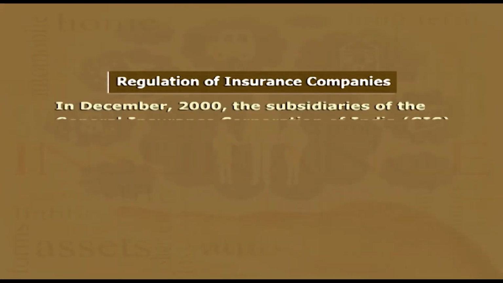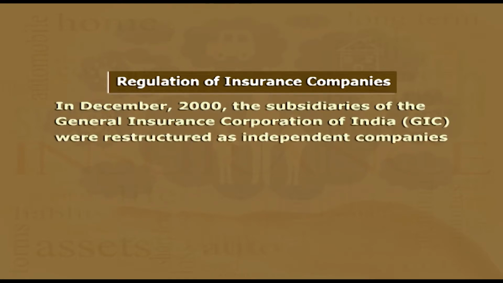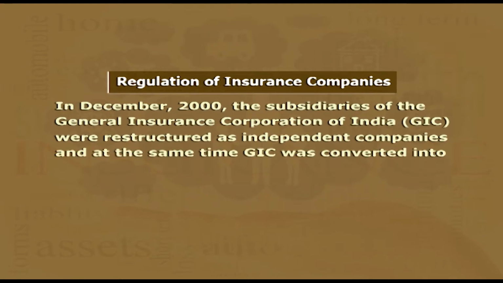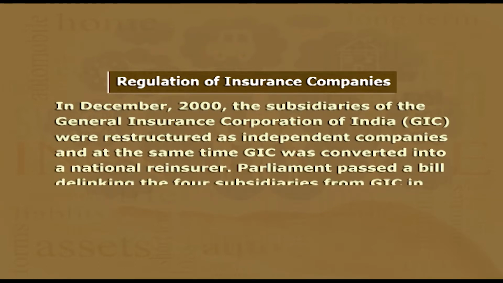In December 2000, the subsidiaries of the General Insurance Corporation of India were restructured as independent companies, and at the same time GIC was converted into a national reinsurer. The Parliament passed a bill delinking the 4 subsidiaries from GIC in July 2002. Today, there are 31 general insurance companies, including the ECGC and Agriculture Insurance Corporation of India, and 24 life insurance companies operating in the country.